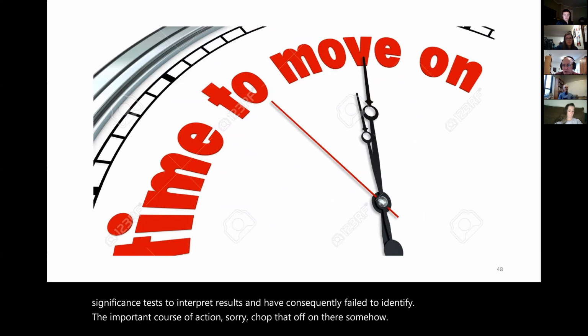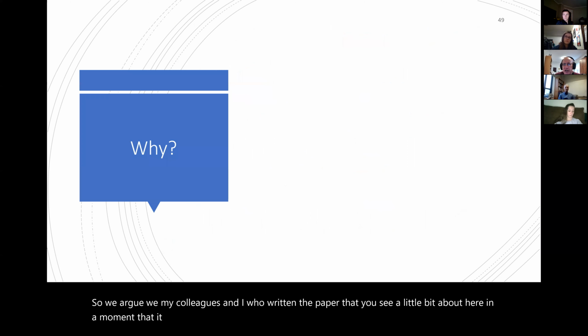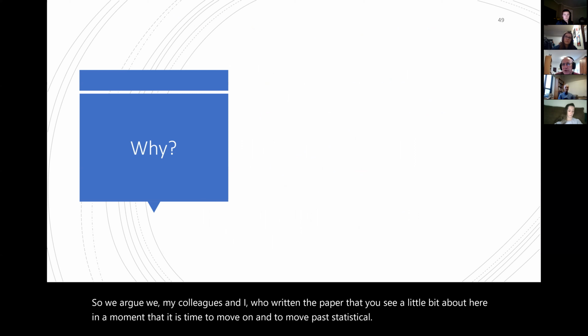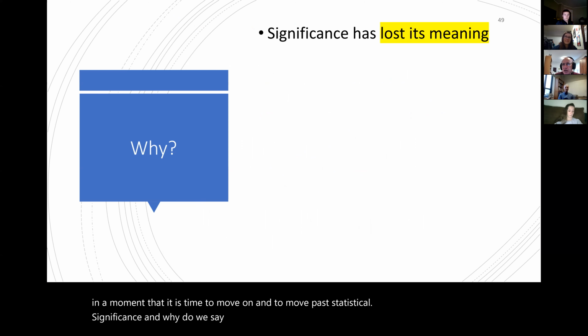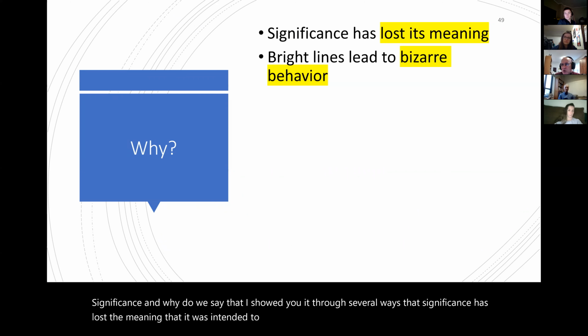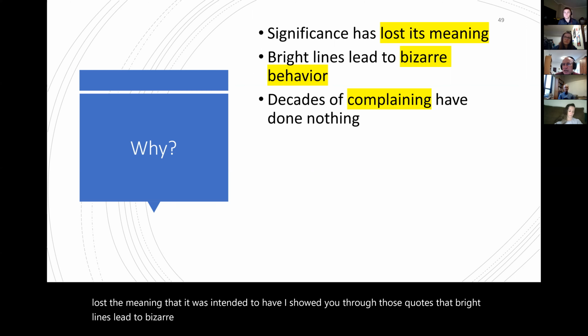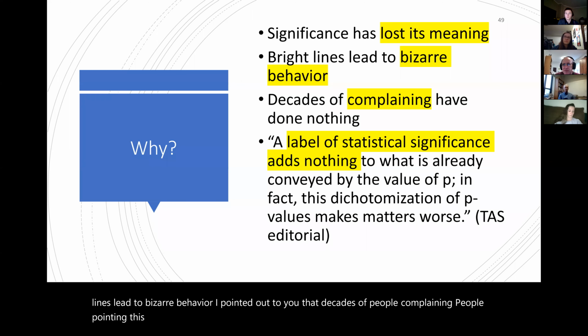So we argue, my colleagues and I, who have written the paper that you'll see a little bit about here in a moment, that it is time to move on and to move past statistical significance. And why do we say that? Well, I showed you through several ways that significance has lost the meaning that it was intended to have. I showed you through those quotes that bright lines lead to bizarre behavior. I pointed out to you that decades of people complaining, people pointing this out, have not changed a thing.